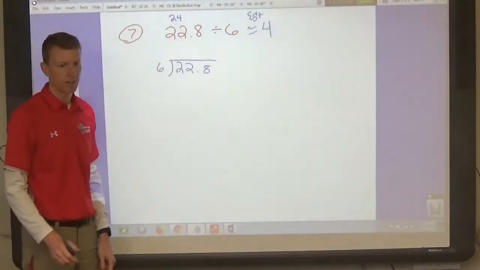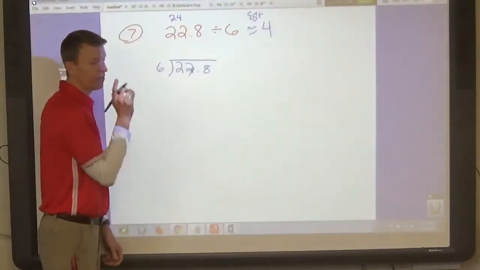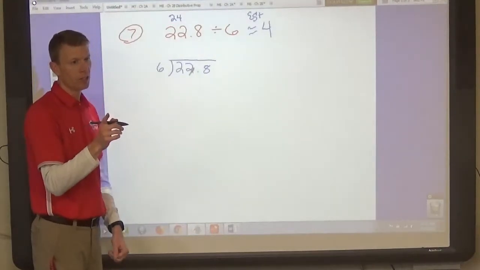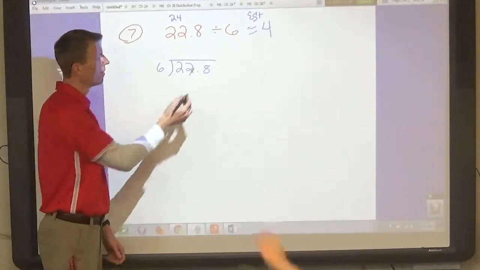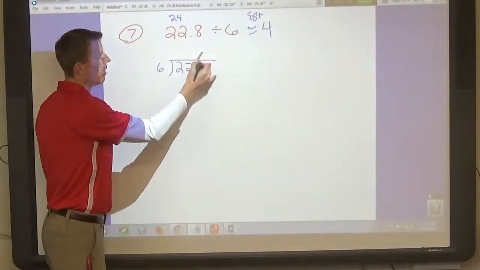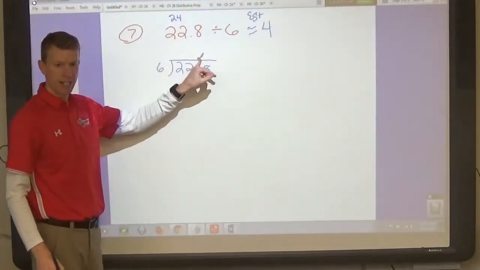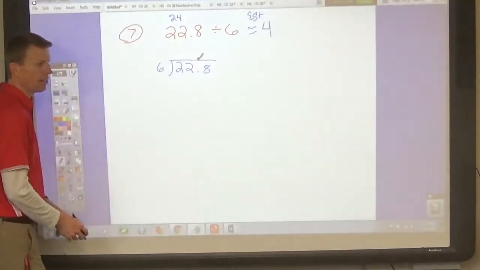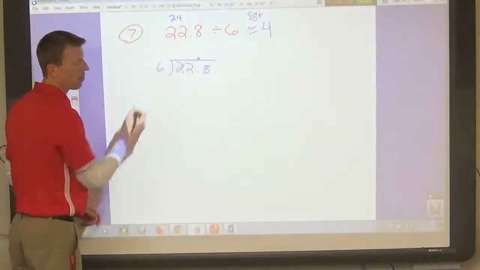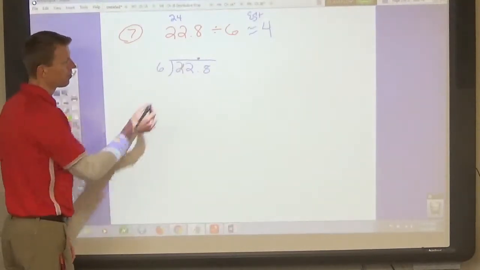Arthur? Wait, before we do that, what do you need to do? Before you start dividing, right, put the decimal point up into the answer. Okay? That's the first thing you should do. Then start dividing.